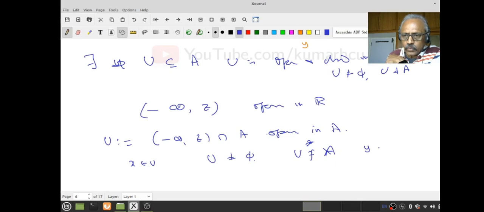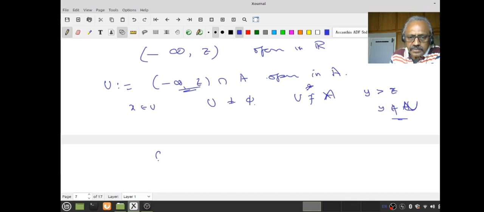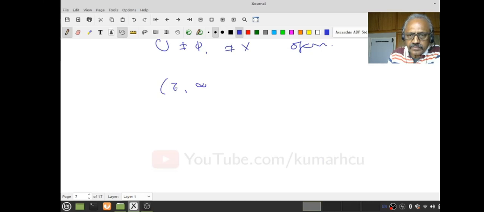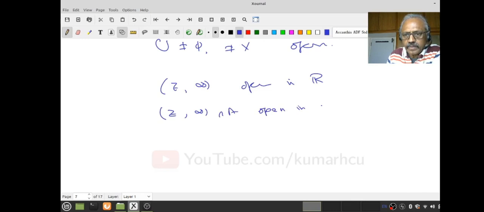Why? Because y is greater than z, and y by definition is not in U. It's not in here, therefore it's not in U. Therefore U is non-empty, not equal to A, and it's open. I claim it's closed. Why is it closed? Look at this set z to infinity. This is open in R, and therefore z to infinity intersection A is open in A.